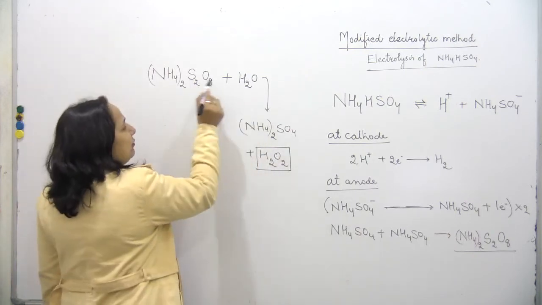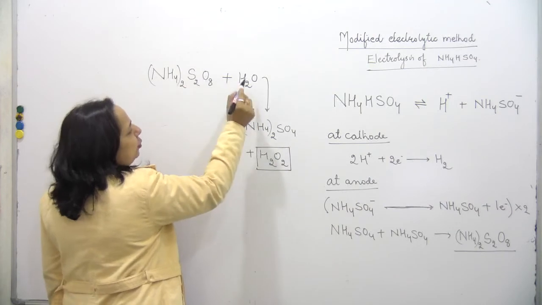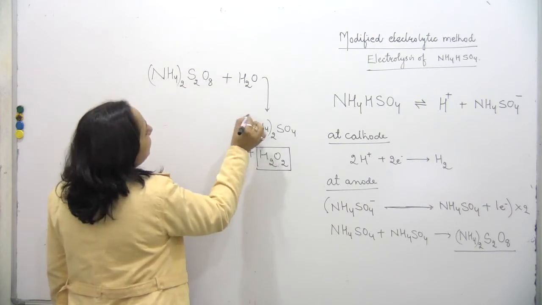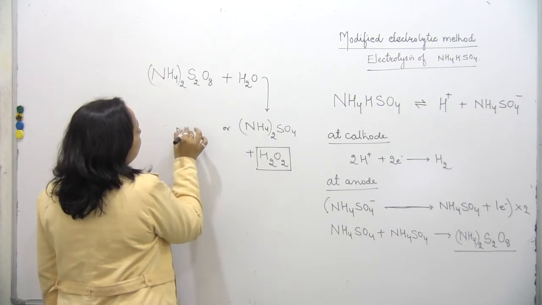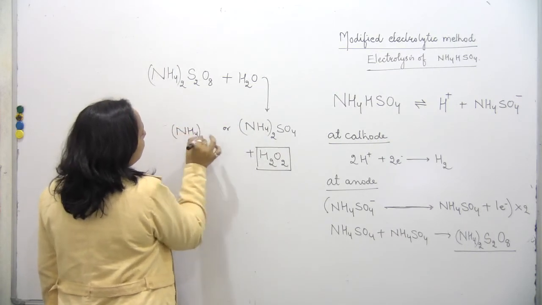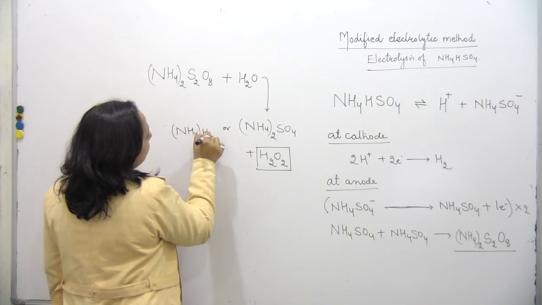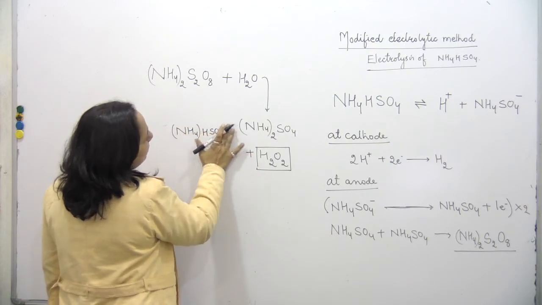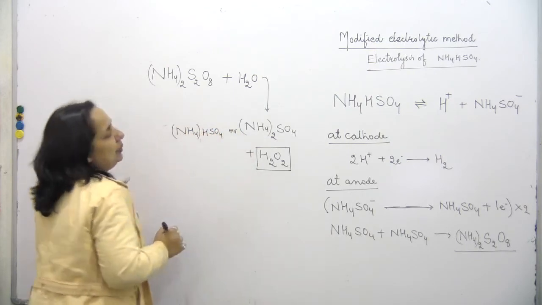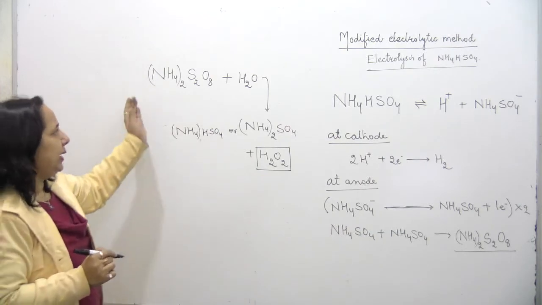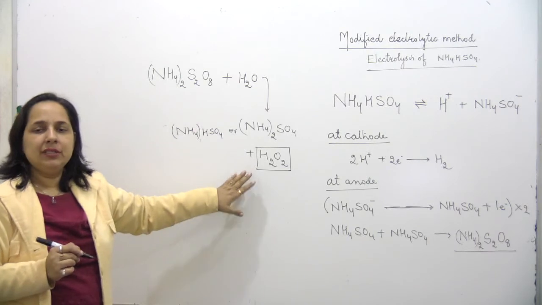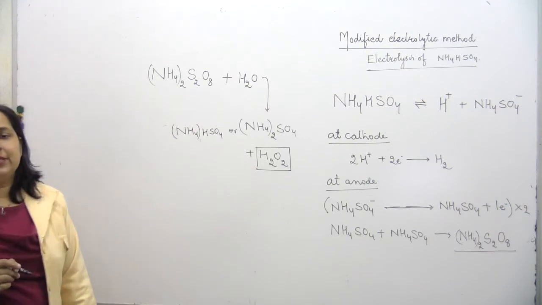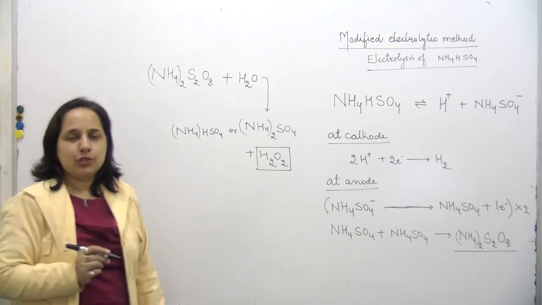In some of the books, if we write it only once, it will be like ammonium hydrogen sulfate. Balancing of the reaction is required. You can balance this reaction and we get H2O2 formed after dilution. That is your second method of preparation of H2O2.